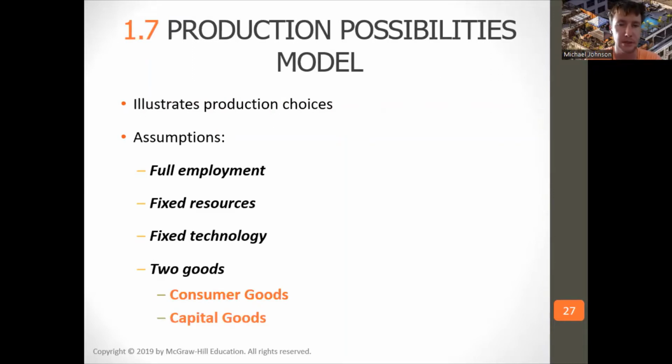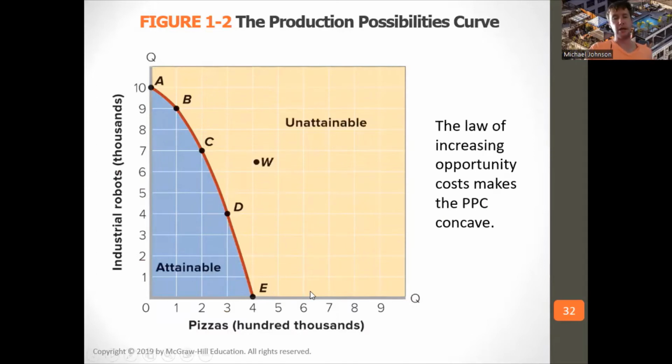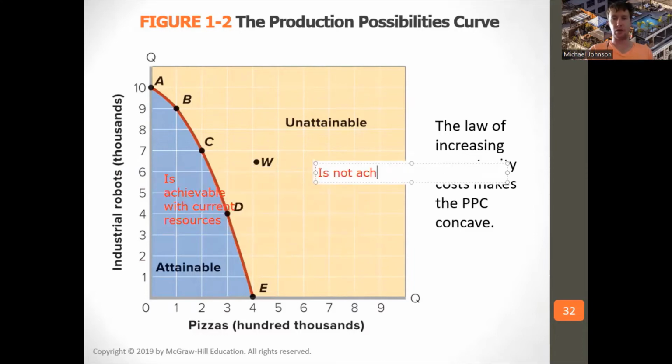So with the production possibilities model, they assume full employment, fixed resources, fixed technology, two goods, consumer goods and capital goods. So here, if you're on the line, if you're on A, B, C, D, or E, or in the blue part of the curve, all of that's attainable. So you can get all of that with current resources. Anything here is achievable with current resources. And then anything outside this curve is not achievable with current resources.